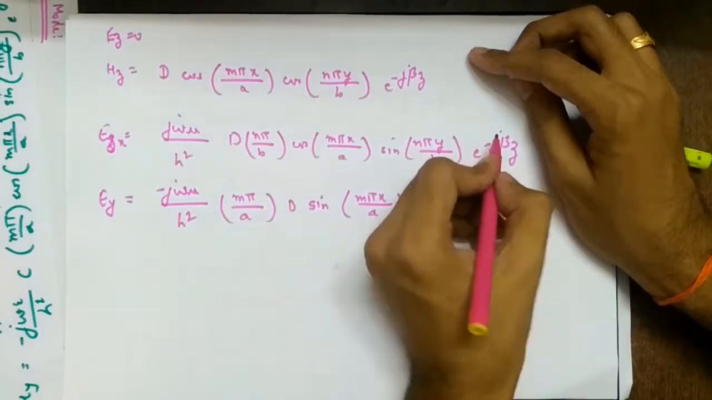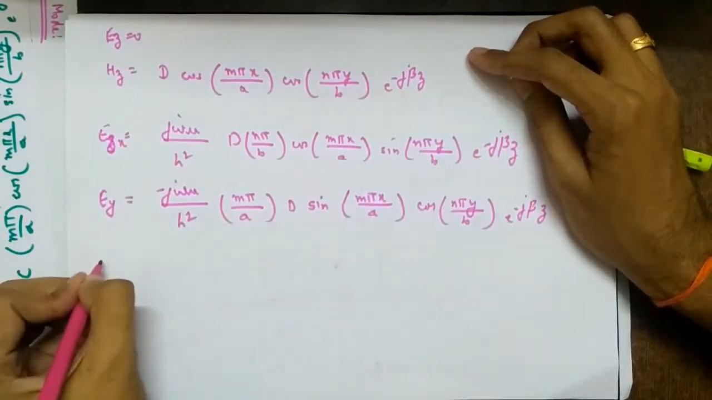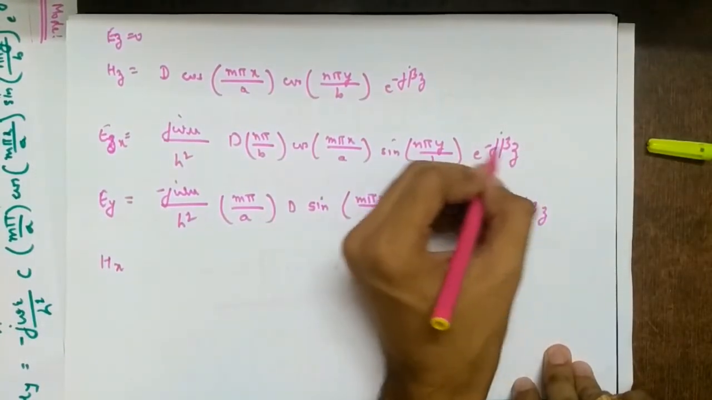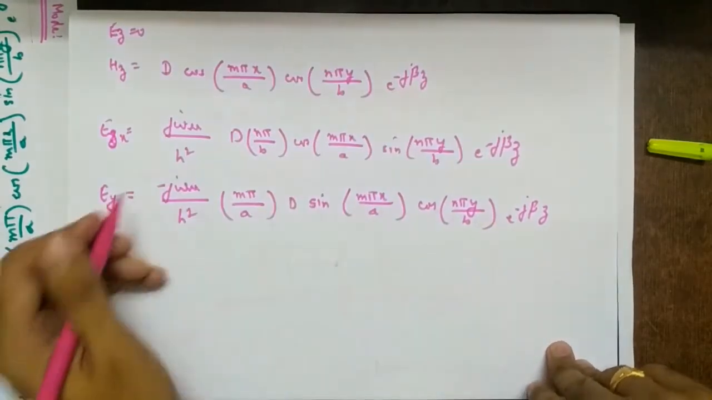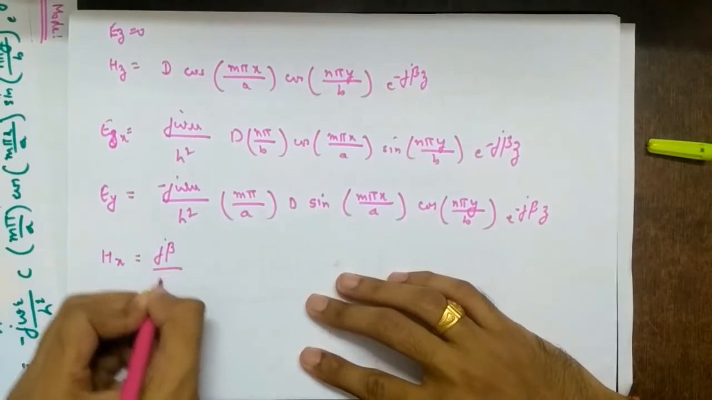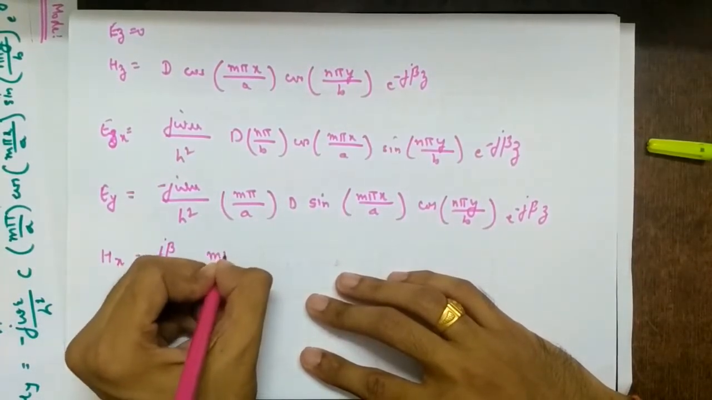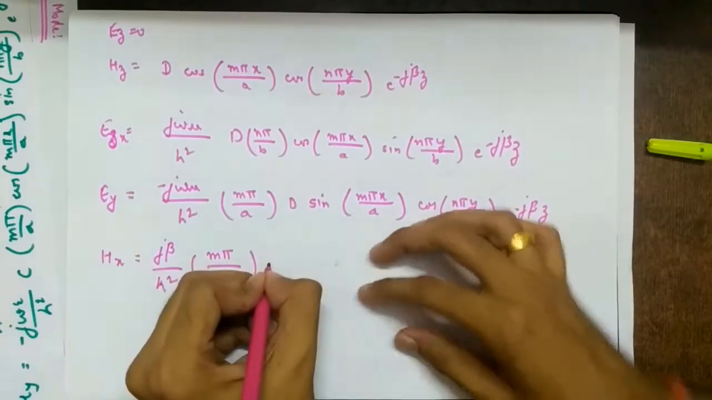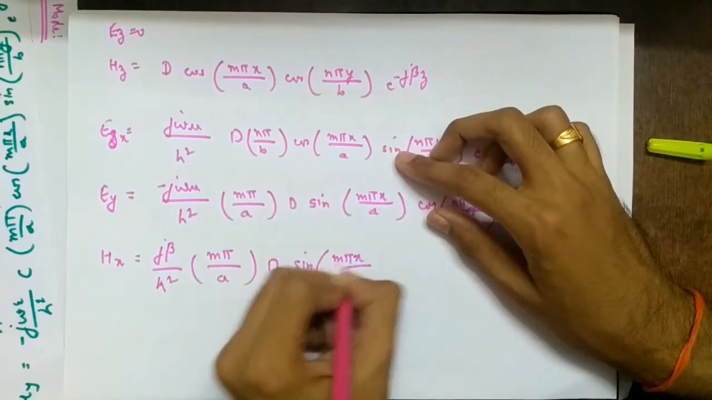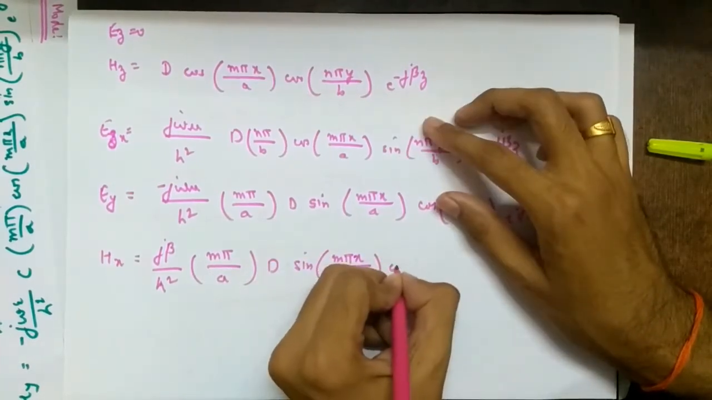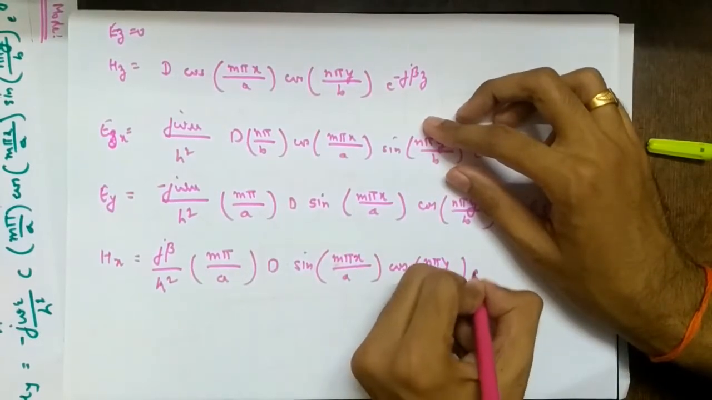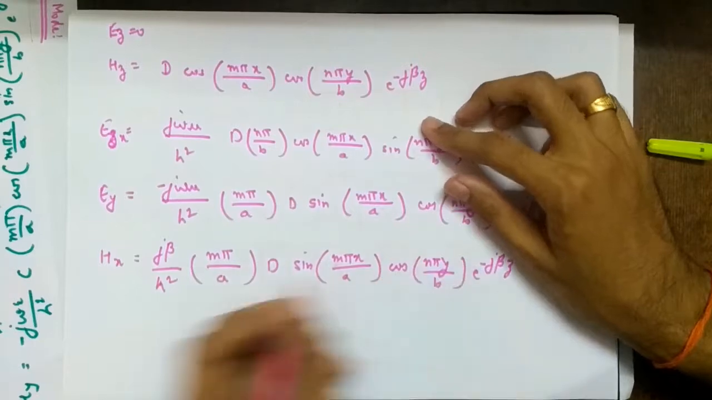I hope everyone remembers what this e raised to minus j beta z term means. It means that the wave is traveling in the plus z direction. So if this is minus, it indicates positive z. We have seen this in the basic electromagnetics course. So Hx equals j beta by h square m pi by A into D sin of m pi x by A cos of n pi y by B e raised to minus j beta z.